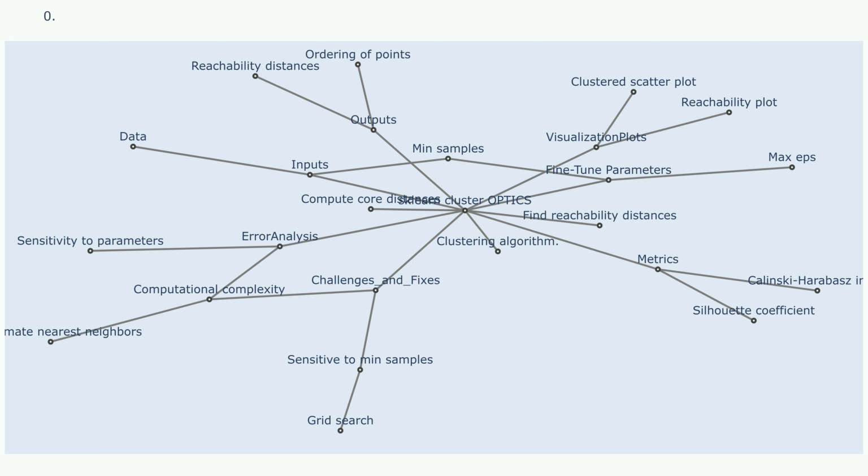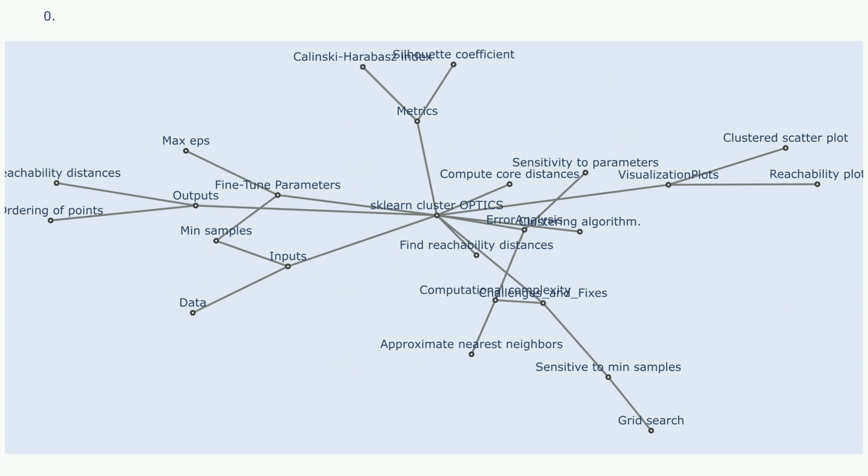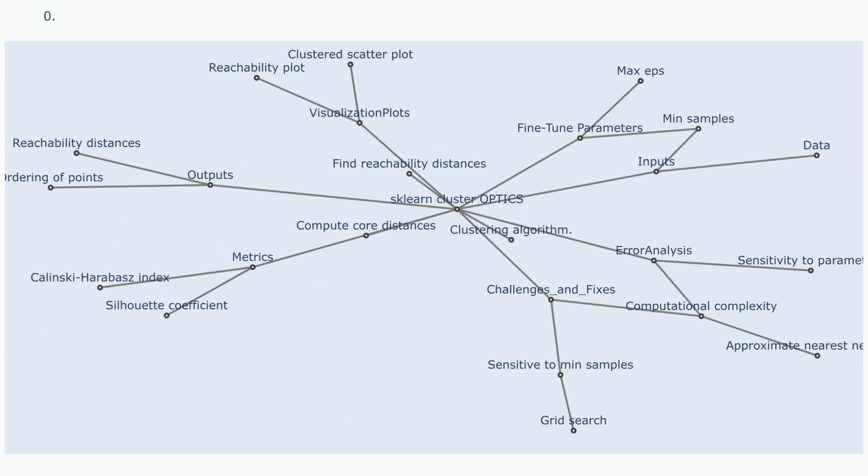sklearn.cluster.OPTICS: Ordering Points To Identify the Clustering Structure. OPTICS is a density-based clustering algorithm that is similar to DBSCAN but does not require specifying the eps parameter. It produces a hierarchical clustering result.